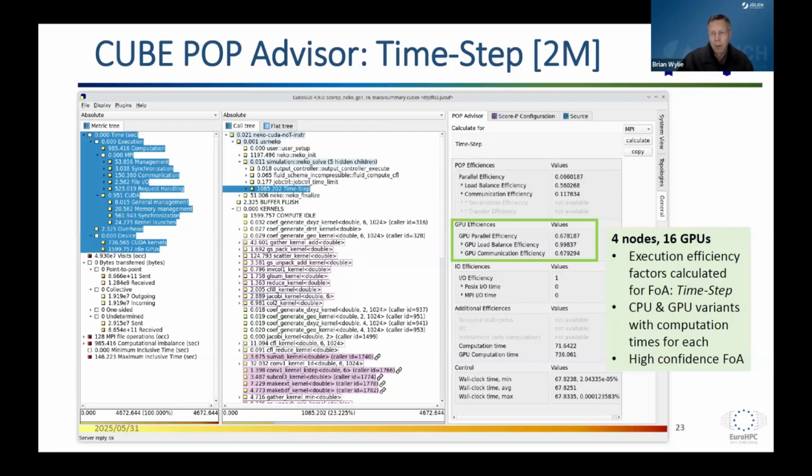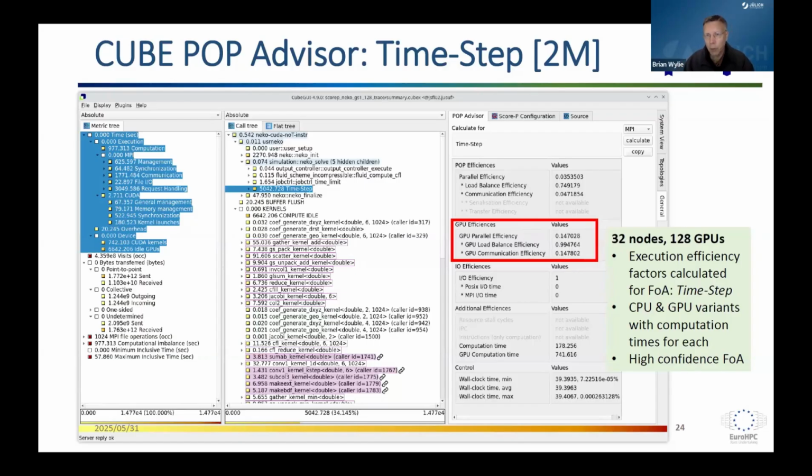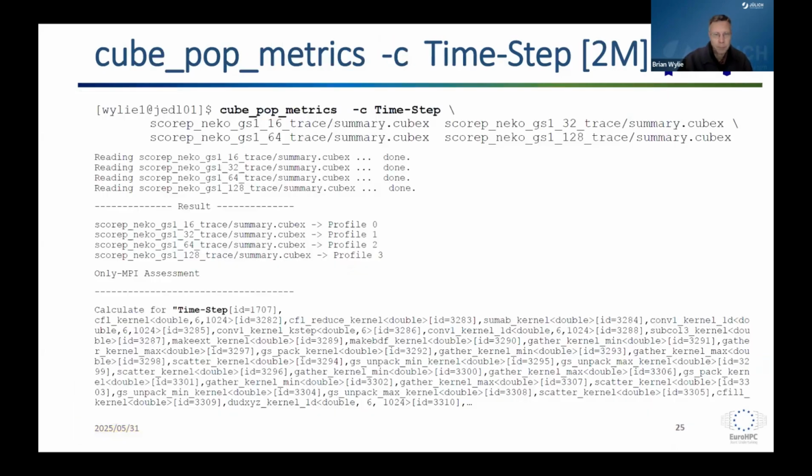It's not so bad. Once we go up to 32 nodes, the load balance has stayed at 0.99, so the load balance is still extremely good, but the communication efficiency, having to do more communications between the host and the device here with smaller kernels, is resulting in a lower overall GPU communication efficiency.